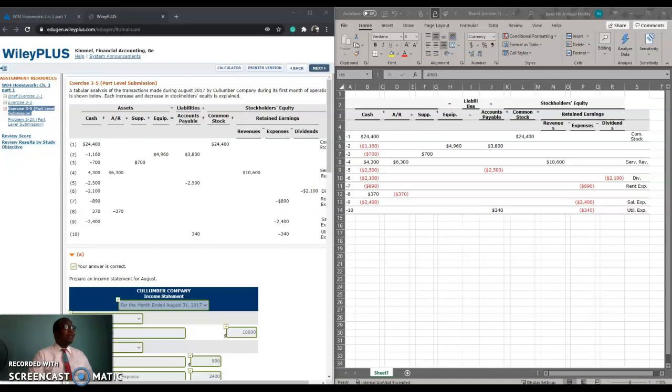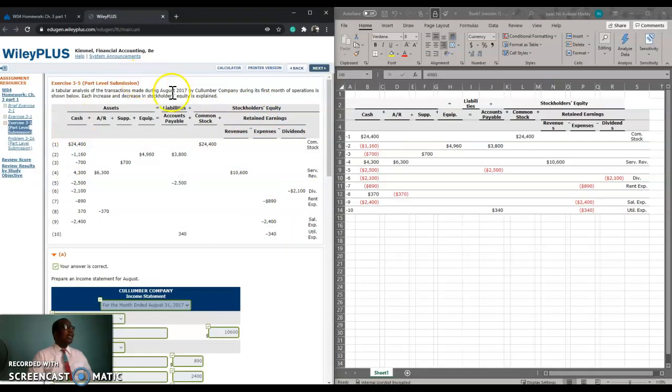And so the question that we have for today is a tabular analysis of the transactions made during August 2017 by Columba Company during its first month of operations. So what we know is that this is the first month of Columba's operation, and also that it is their very first time. So we're going to go through the transactions. To enable us to do that, I have copied all of the information that was in the tabular analysis and brought it into an Excel sheet to help make it easier for us to go through the calculations and the entries.